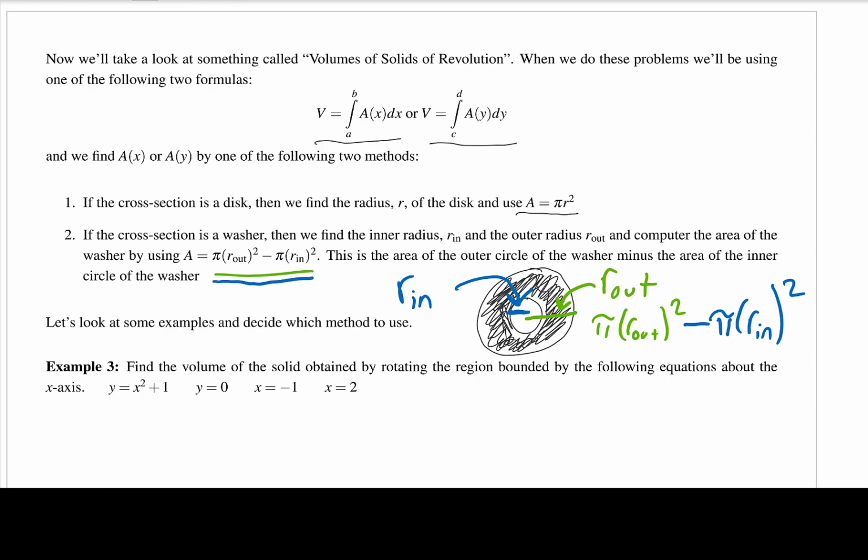An important thing to notice is that we're multiplying both of these by pi. So I can really rewrite this, and what I like to use most of the time is pi times R out squared minus R in squared. Right? So I just factor that pi out. It makes our integral look a lot cleaner.